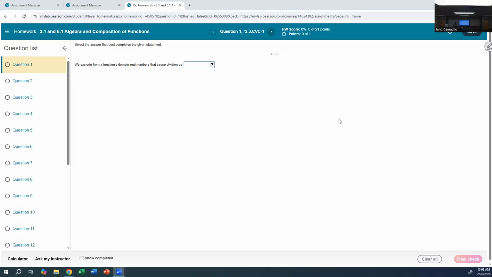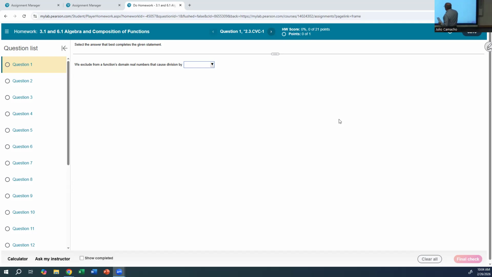Okay, today we are going to cover the assignment 3.1, 6.1 Algebra and Composition Functions. And the first question that we have in this assignment is, we exclude from a function domain real numbers that cause division by what number? Zero. Zero, exactly. Because if we have these values of x in the domain, they will make our whole equation undefined.